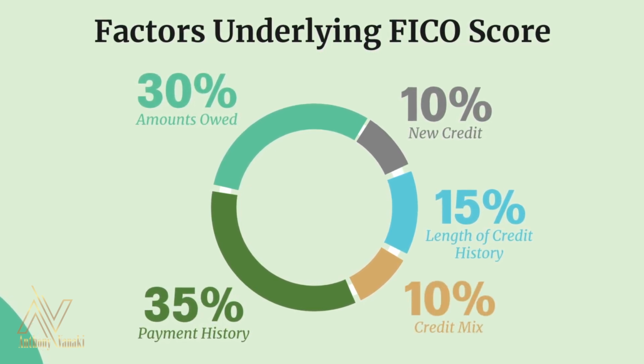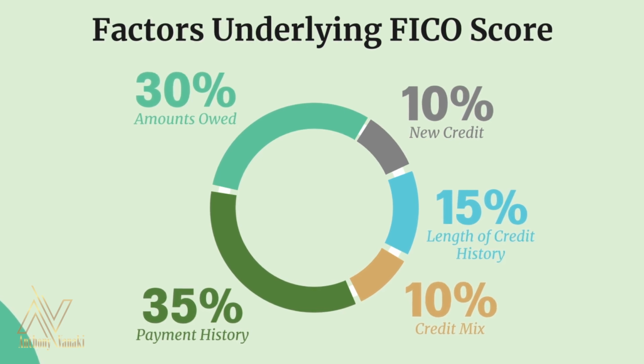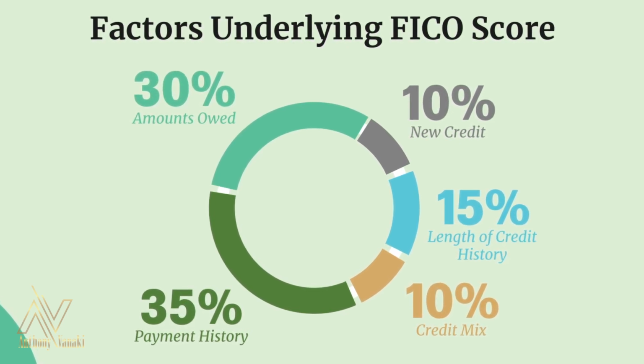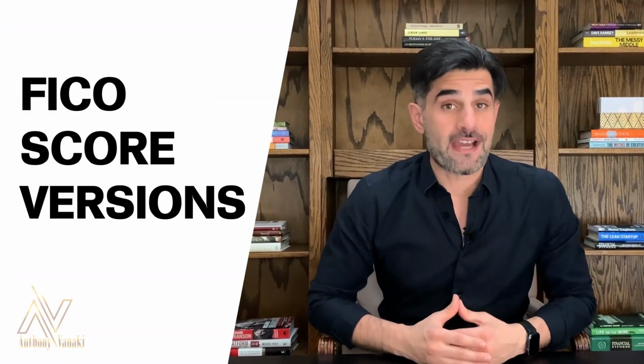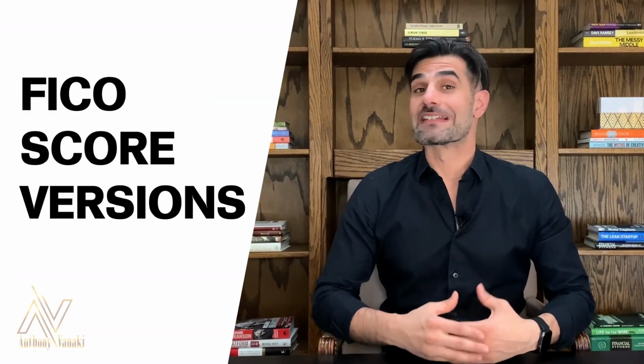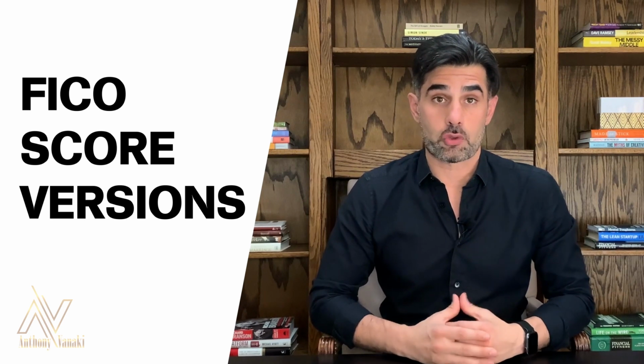Now the credit mix of your trade lines equates to about 10%. So the mixture of your mortgage loans, auto loans, installment loans, and credit card revolving accounts, the combination is what dictates the 10%. So just to confuse you guys even more, now we're gonna go into the different versions of FICO scores.